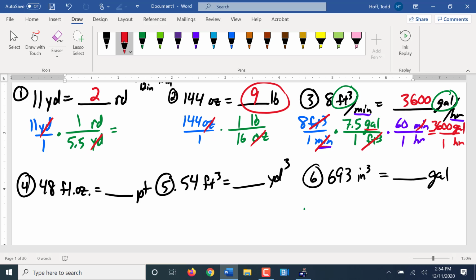Did anybody get that one? We'll do some of those rate conversions or compound unit conversions. We'll do more of those.